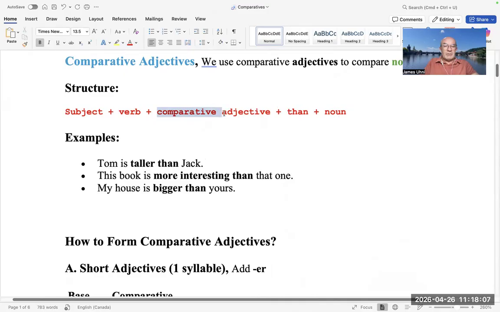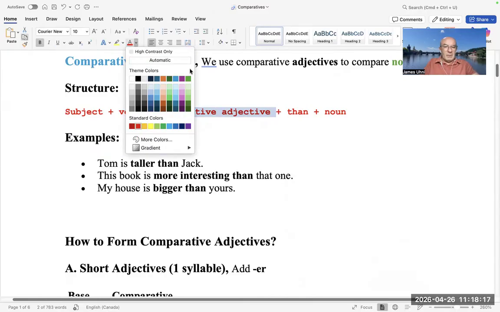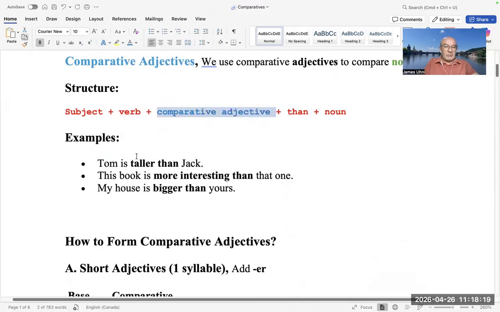So comparative adjective, I will make it again blue to make it easier for you to understand. It's right here. Okay. Taller than Jack, which is noun. Now, verb. What is verb? Verb is. It is a form of verb be.